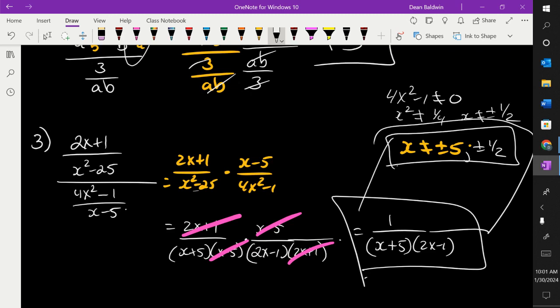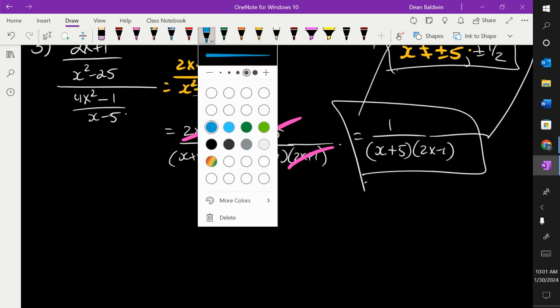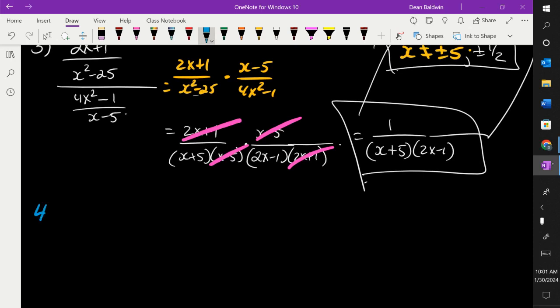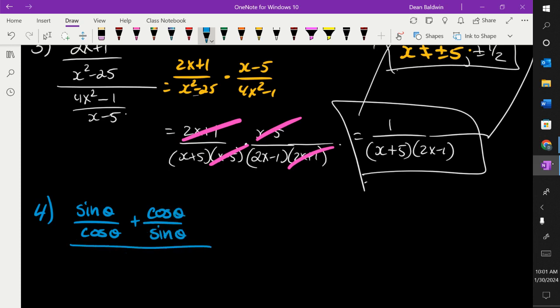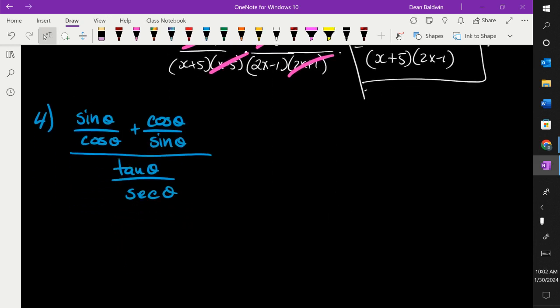All right, one more question. You're going to love me so much for this one. We'll do it in blue. It might make you sad. Sine over cos plus cos over sine, over tan over secant.